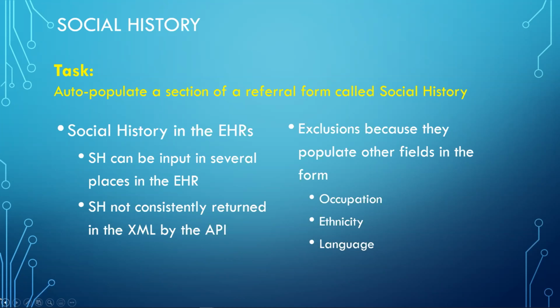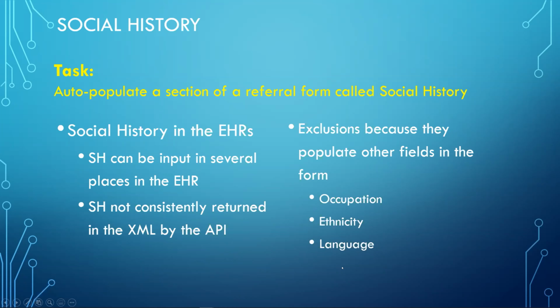Although there is a construct within the EHRs that this is the social history, and you can identify that apparently in the XML of the API, it turns out that that's not actually true. You can put social history in as a user essentially anywhere in the health record system, and it therefore doesn't appear as you'd anticipate. And so you get inconsistent return in the XML of the information that you need to populate into the referral.